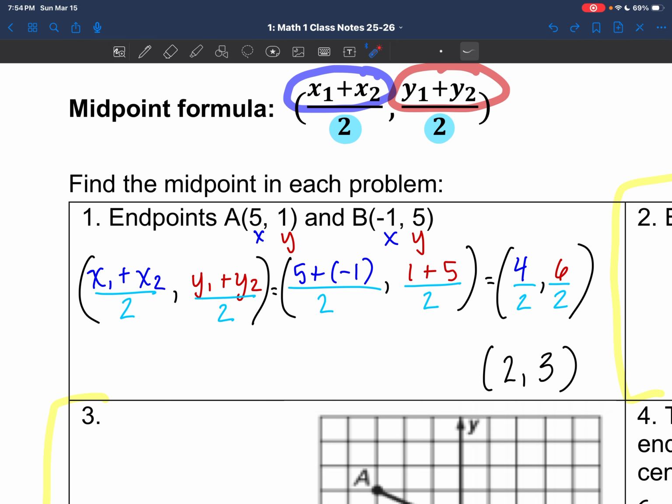So A is 5, 1. So I'm taking my x's, adding them together, and then dividing by 2, and I'm going to get 4. Then I'm taking my y's, adding them together, and dividing by 2, and you're going to get 6. And now 4 over 2 is 2, and 6 over 2 is 3. So that's your new ordered pair.